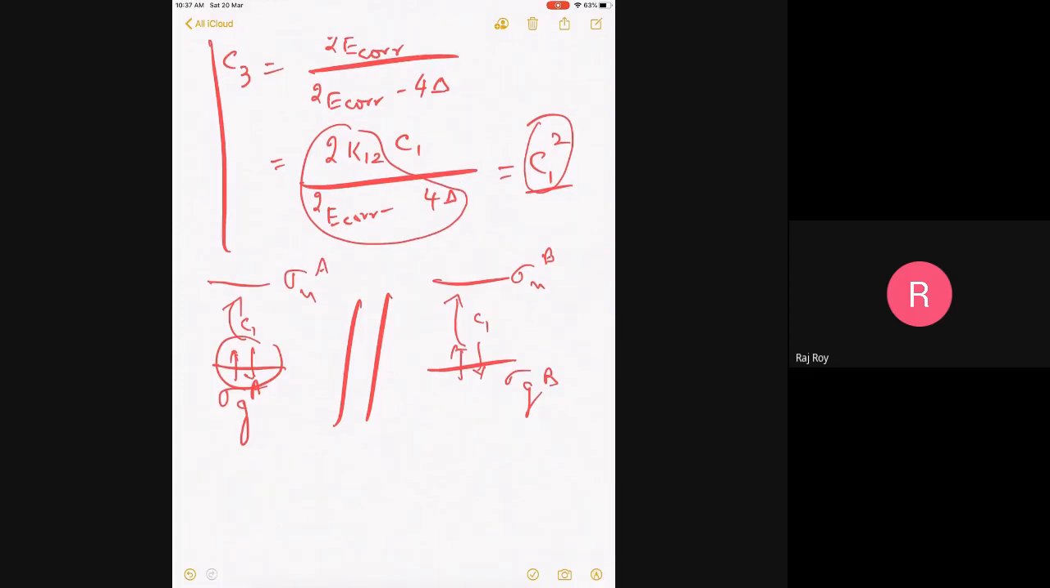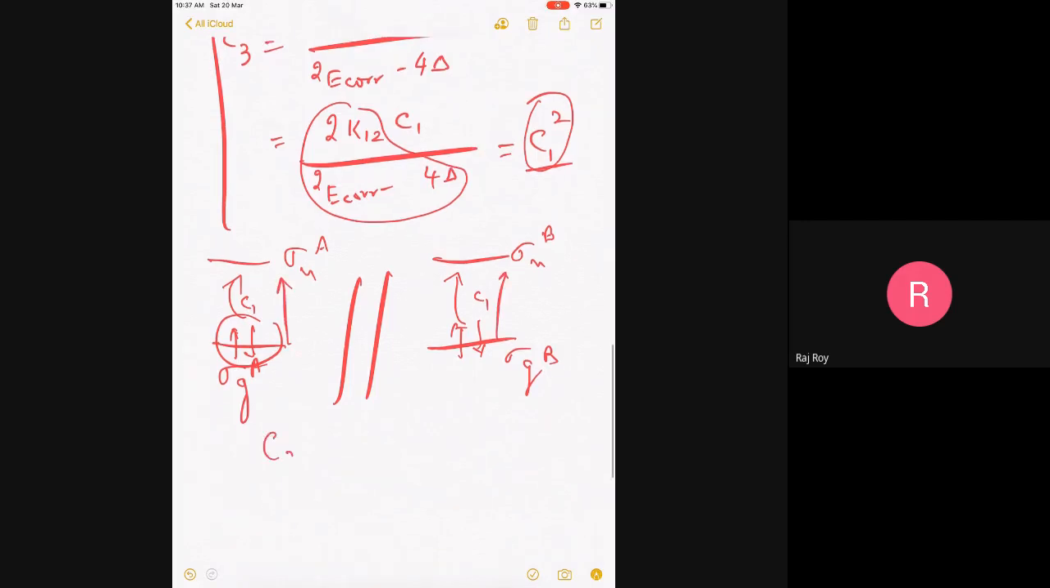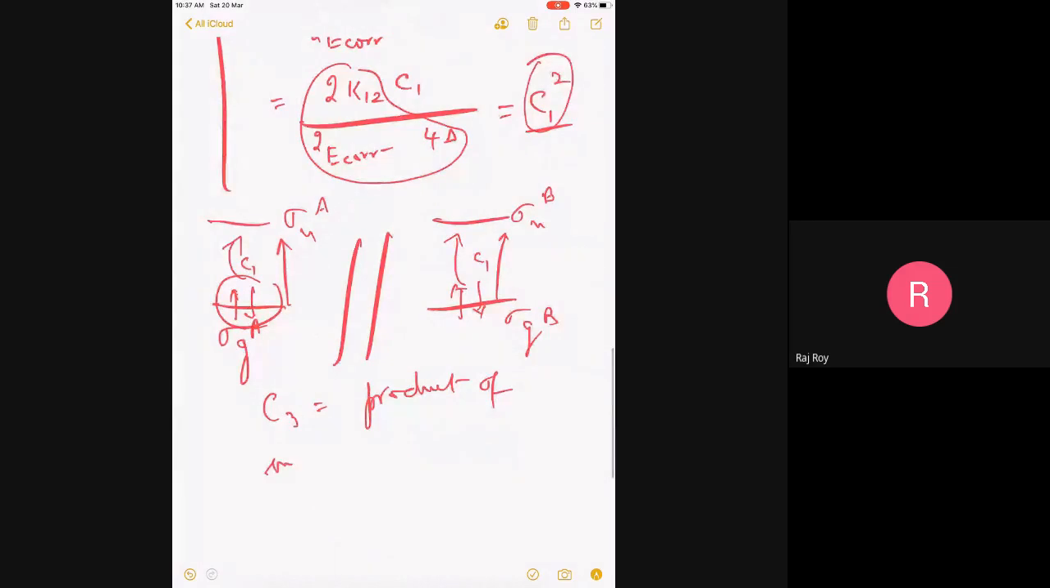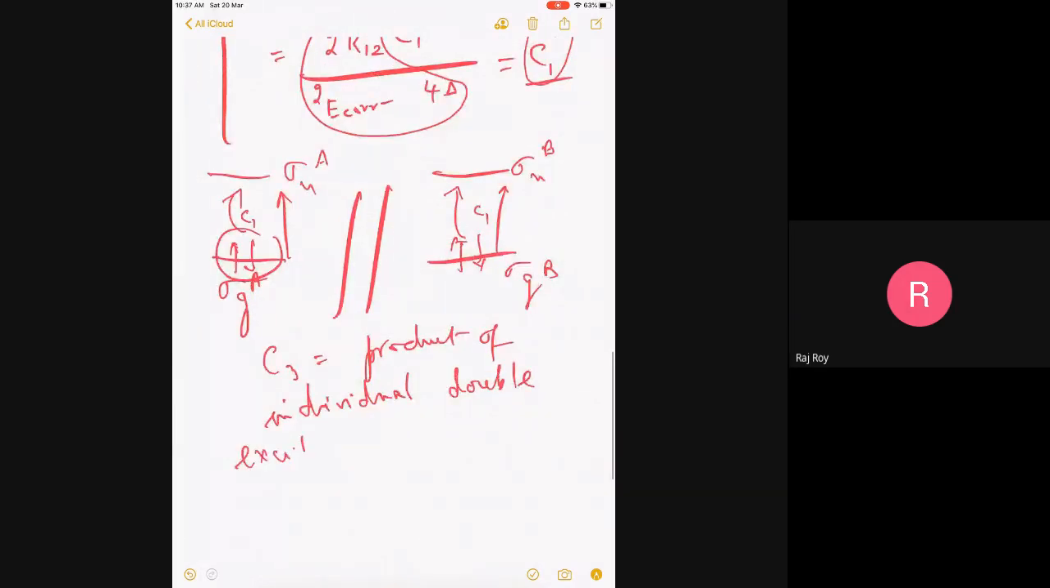But when I'm exciting both simultaneously, that is C3, they are nothing but the product of the individual double excitation. Product of individual double excitation. And this is exact in this dissociation limit.